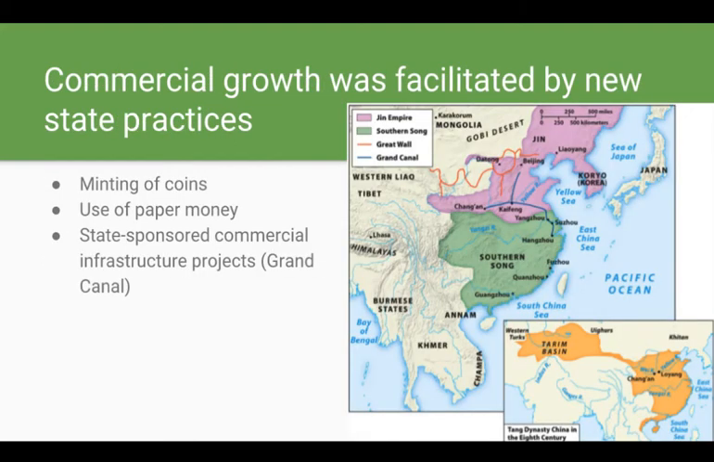New state practices like minting of coins and paper money, which was developed in China, as shown on the map here, and also infrastructure projects that produce a lot of jobs, which creates economic growth, and also the projects themselves are designed to facilitate trade, like the Grand Canal in China, shown here in the blue lines, which connected major river systems.